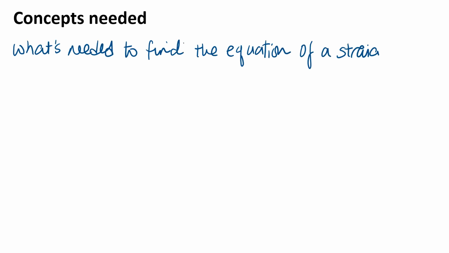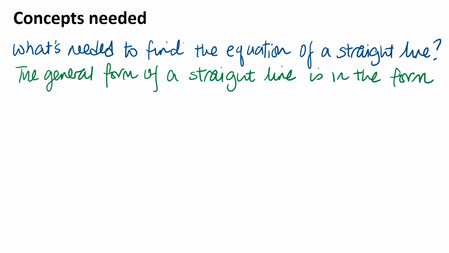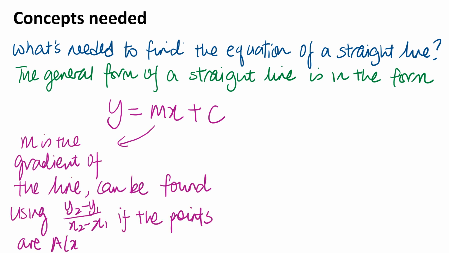Right, before we actually go into solving the questions from exercise 4C, let's look at some of the concepts that we need to revise, such as what is needed to find the equations of a straight line. Yes, the general form of a straight line is y equals to mx plus c. And do you remember what m represents? M will represent the gradient of the line segment connecting two points.